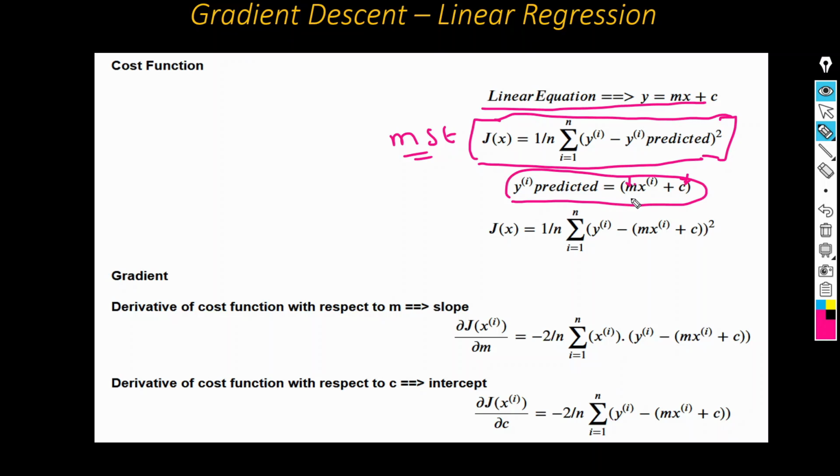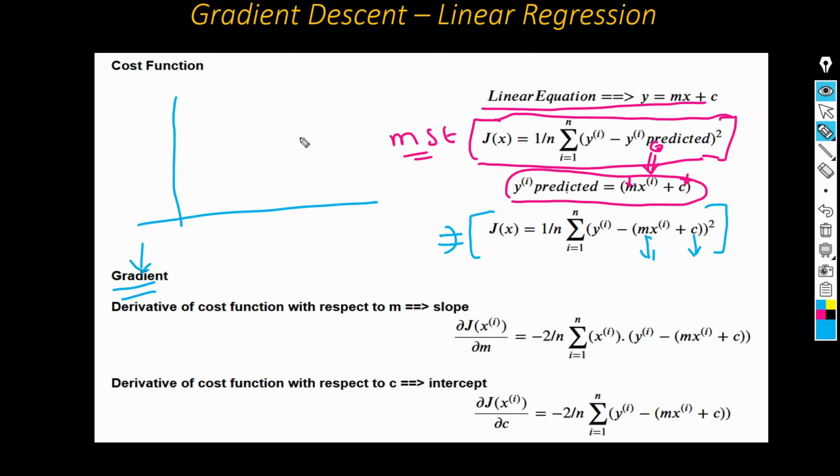If we know the m and c value, then we can predict y pred by this particular equation. So let's replace y pred by using this particular value. So our final equation will be like this. This equation we will use to calculate the m and c value. So how do we use gradient descent to find this particular m and c value? So we use the gradient.